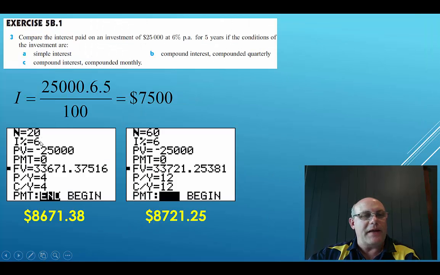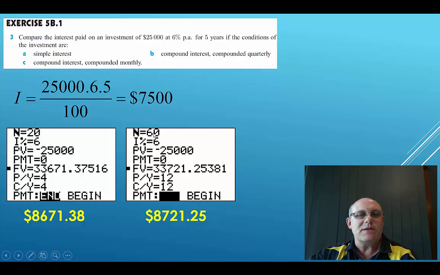Right, so if you did that first one, it works out to be $33,671.38. So therefore, anything over $25,000 is interest. So that's $8,671. And if you do the same thing over here, for the second one, it's compounded monthly.